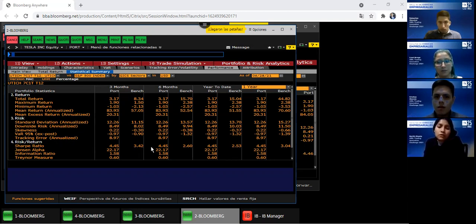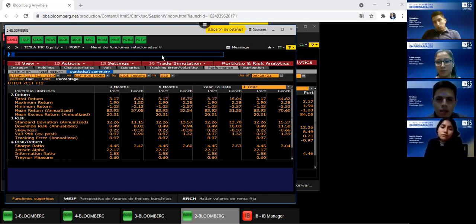Sharpe ratio is a methodology, an indicator that is used to analyze the performance, and I calculate the return with the volatility of my portfolio. In this case, I have a Sharpe ratio lower than the benchmark in 3 months, with 2.98 versus 3.98%.